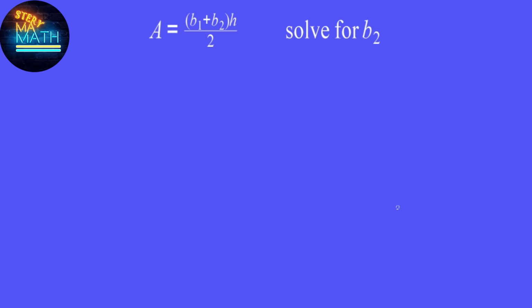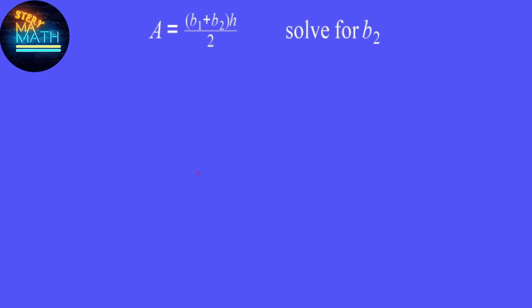A is equal to b1 plus b2 times h divided by 2. Solve for b2. And as you know, A stands for area of a trapezoid, and b1 is the first base, and b2 is the second base, and h is the height. And as you know here, b2 is trapped in the numerator, so I want to liberate it. But you have h over 2. H is outside the parentheses, and 2 is in the denominator.